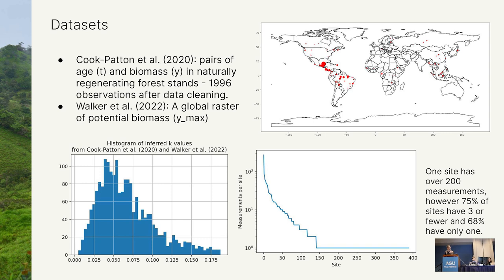A lot of data comes from sites with just one measurement, as you can see down there, but some sites have several measurements per site. One thing to note here is this data set is only for naturally regenerating forests. So these are places where someone just didn't do anything and just let trees grow. Maybe they took the cows or the cattle off the land or stopped cutting the trees down. This is distinct from, say, a planted forest or a plantation forest.